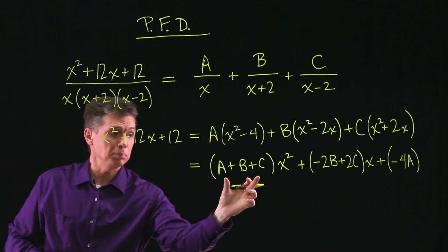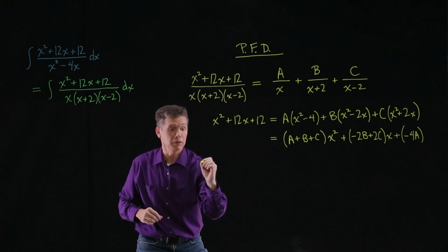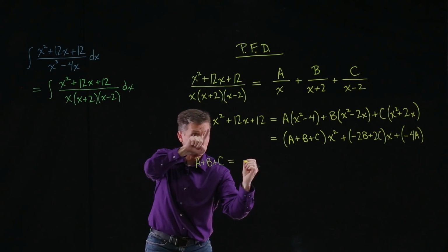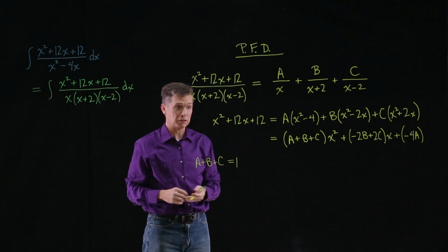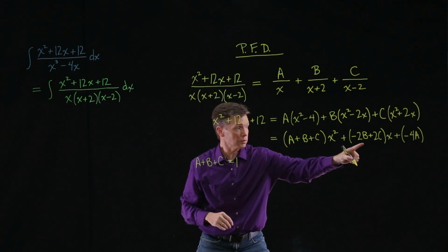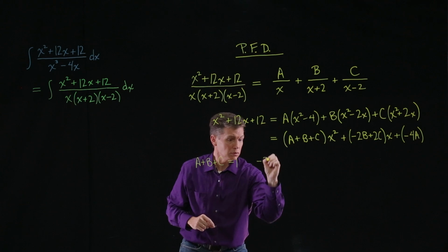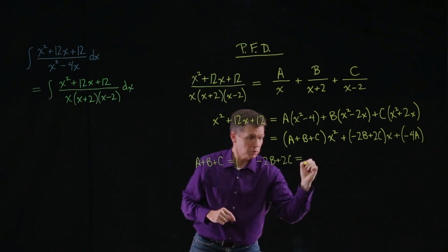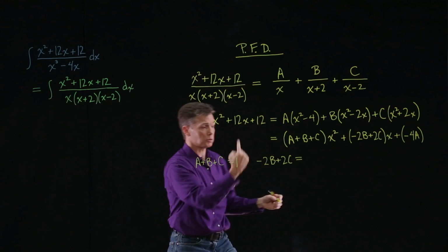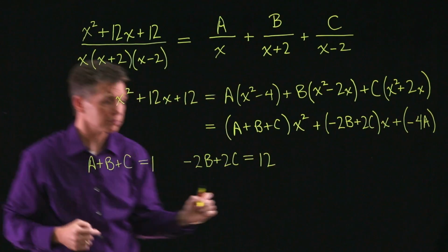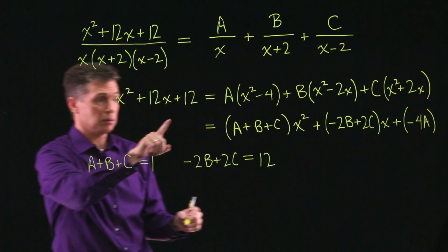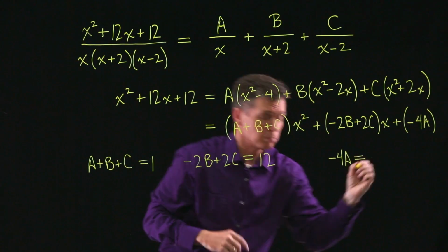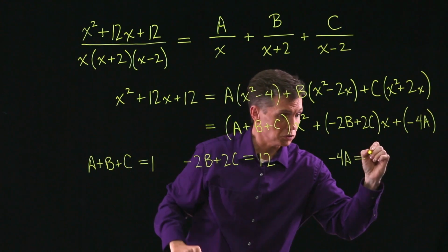So my a plus b plus c, that's how many x squareds I have over there. A plus b plus c must equal 1, right, to balance the x squareds. Okay, my x term has a minus 2b plus 2c. And if these two sides of the equation are going to balance, that's going to have to equal 12. Right? Okay, and then finally, my minus 4a is going to have to balance with the only constant on the left-hand side, which is 12.